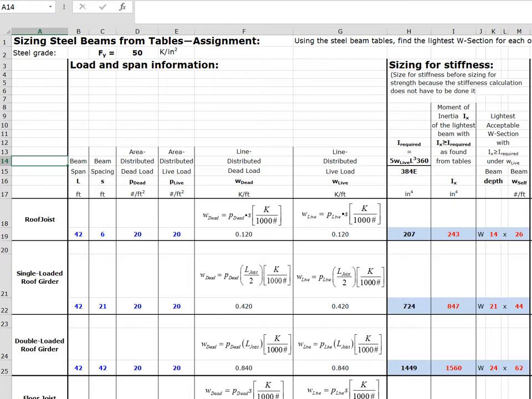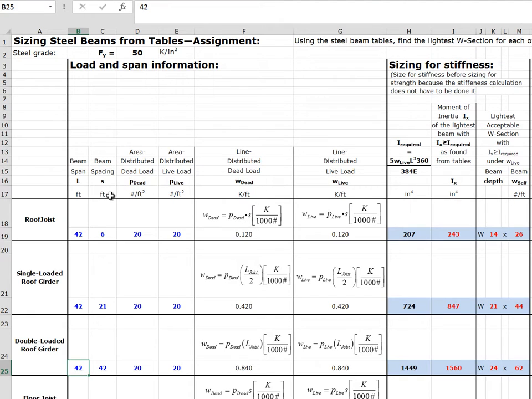Okay, so here we have our spreadsheet. We have roof joist, single-loaded roof girder, double-loaded roof girder. Here we have the beam span. So for the joist, it's 42 feet. For the single-loaded roof girder, it's 42. And for the double-loaded roof girder, it's 42. And all three of those numbers were put in as bold blue numbers, which means those are inputs that you can change to make this template that you're going to create apply to some other span configurations.